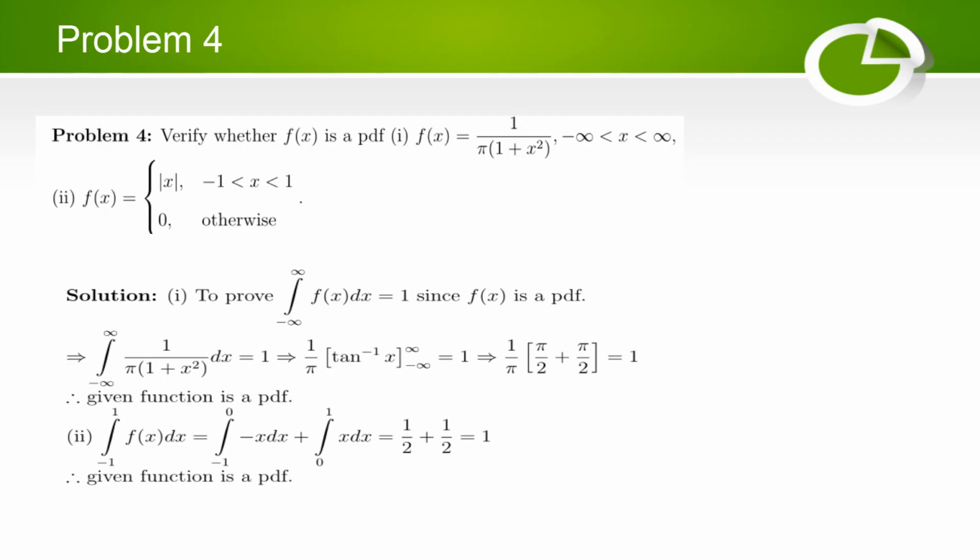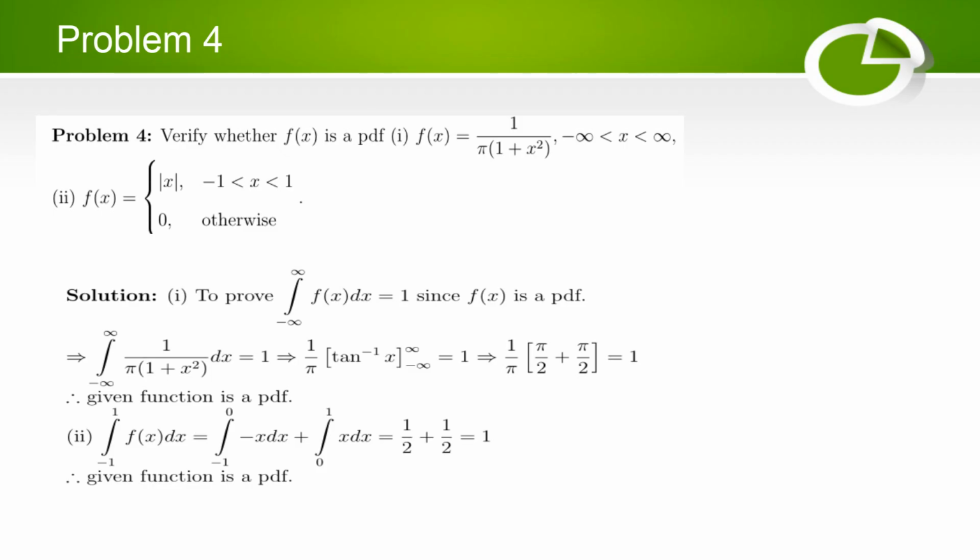Solution. To prove integral minus infinity to infinity f of x dx equals 1. Since f of x is a PDF, it implies integral minus infinity to infinity 1 divided by pi into (1 plus x squared) dx equals 1, implies that 1 by pi into tan inverse x, limits minus infinity to infinity, equals 1. Implies 1 by pi into (pi by 2 plus pi by 2) equals 1, therefore the given function is a PDF.